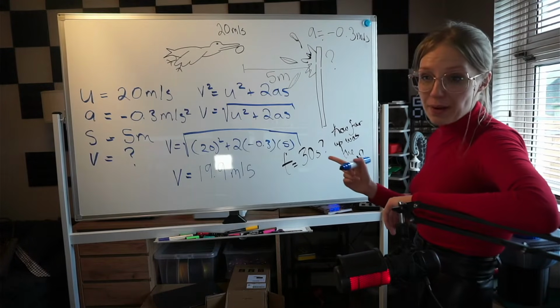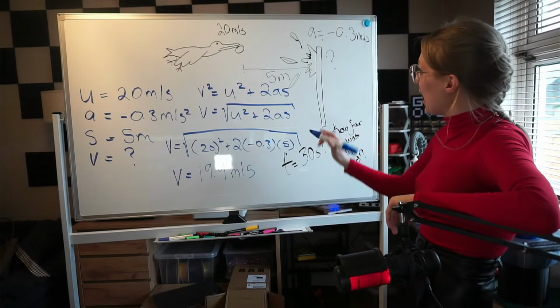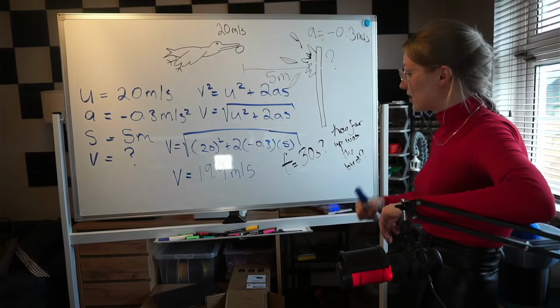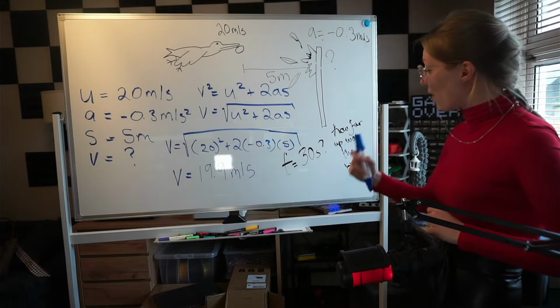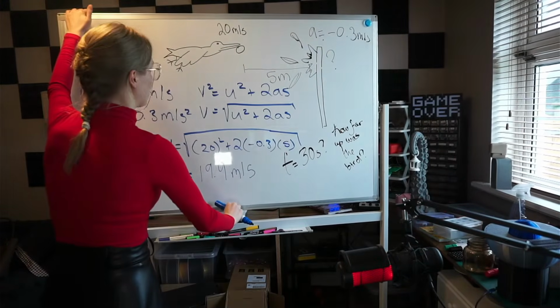Okay. The second part of the story was the bird was carrying a stone. And it dropped the stone. And the stone was falling for 30 seconds. How far up was the bird in the sky is the question. Part 2. Let's solve that.